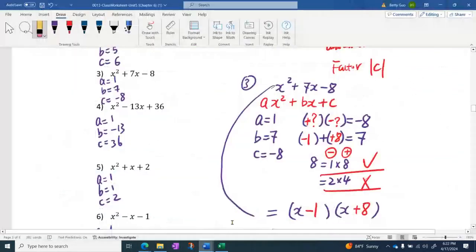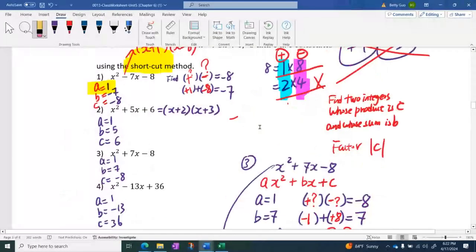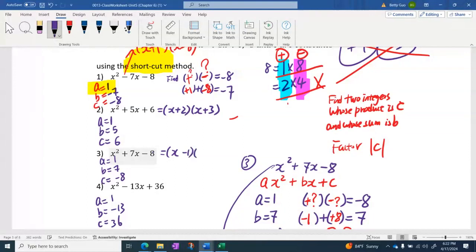Let's continue. We have tons of similar questions to practice. So that's number 3. Let me write down the answer. The result for number 3 equals x minus 1 times x plus 8. All right.